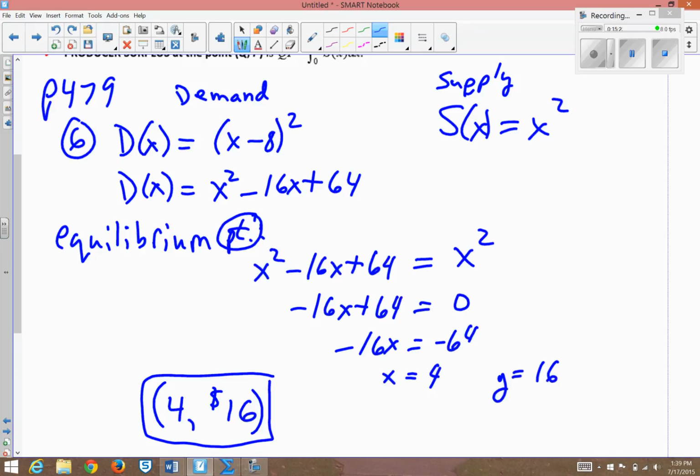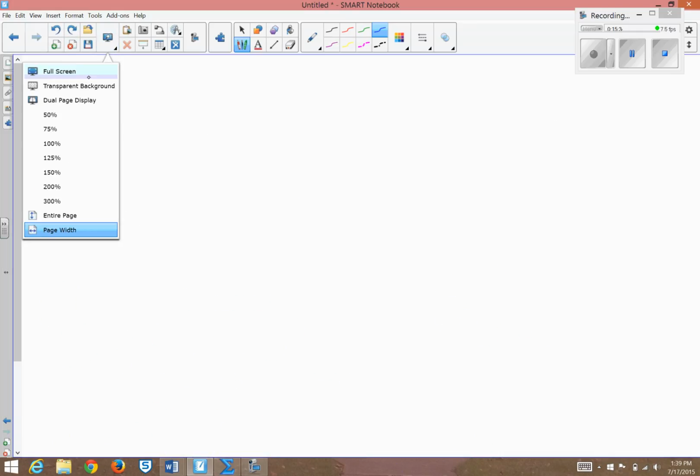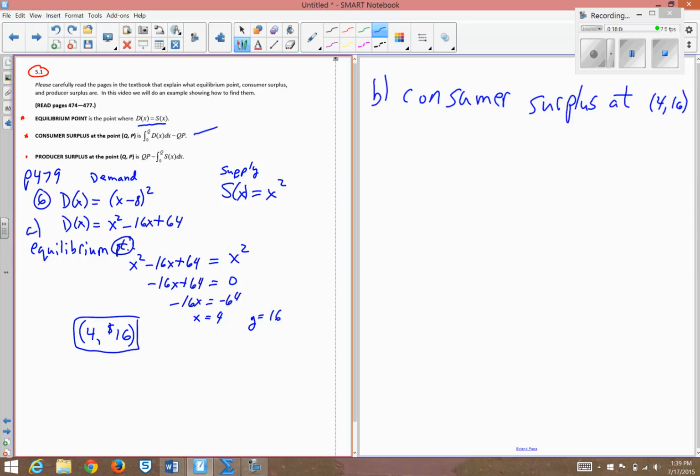Part B is asking for the consumer surplus at the equilibrium point. That means at the point (4, 16). So here's the formula for that.